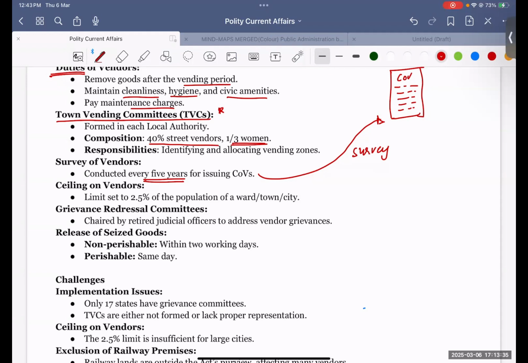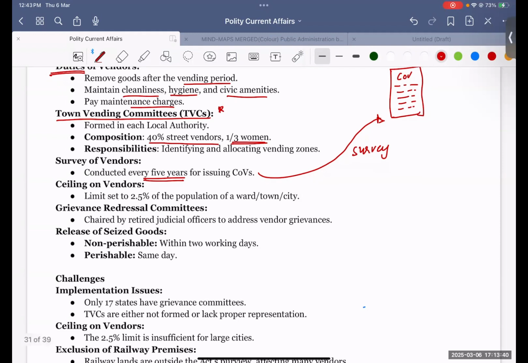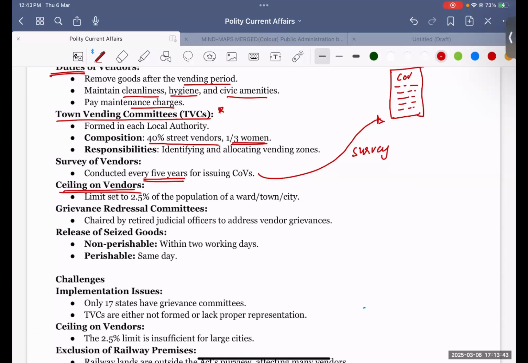So every 5 years, we have a survey of the issuing of COVs, whether they are still compliant or not. And also there is a ceiling on vendors. What is the ceiling? That the vendors can be just 2.5% of the population of a ward or town. Suppose in a town, there are 100 people living. So according to this, the people who can be vendors are just 2.5. Okay, so this is not correct. So I mean, how can there be 2.5? So let us assume 1,000.